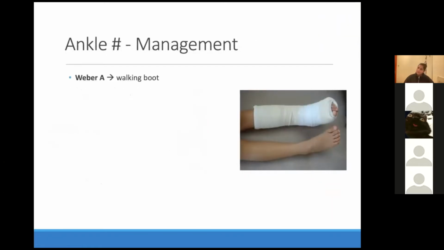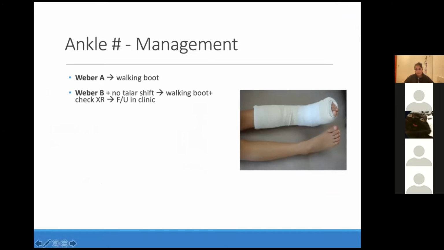So for Weber A, the ankle is relatively stable, so they can actually go into a walking boot and start walking through that ankle. We then follow them up in fracture clinic, and we X-ray them just to make sure that nothing is displacing. Weber B, what do I mean by talar shift?